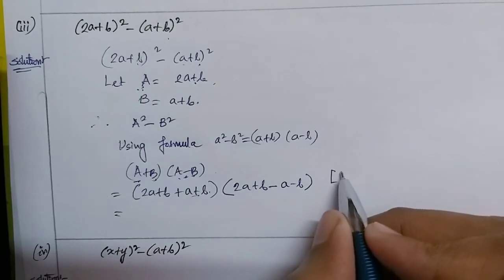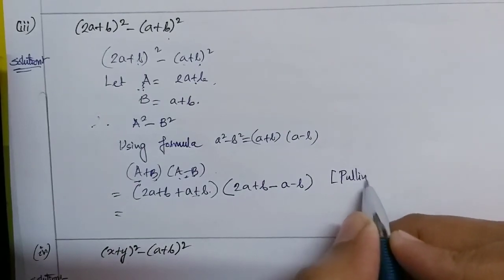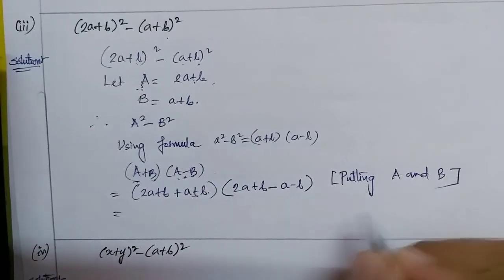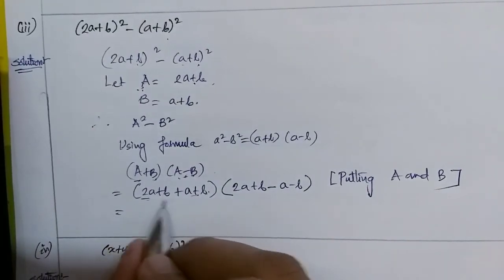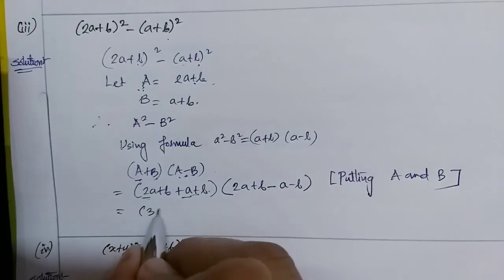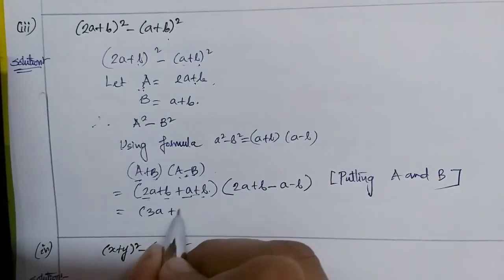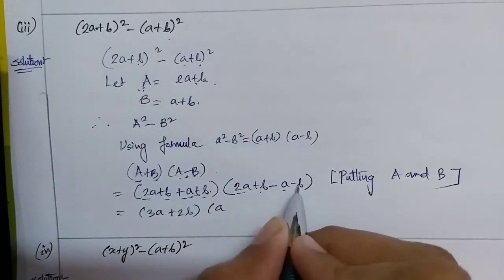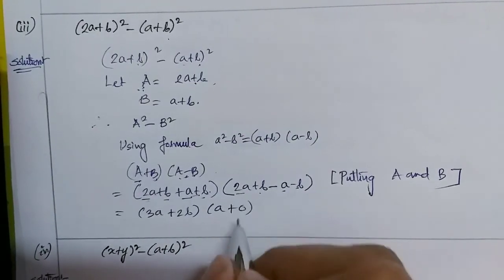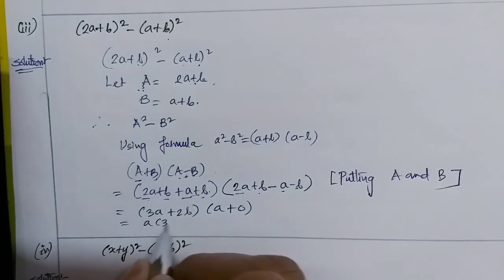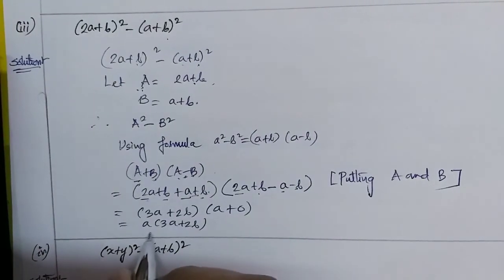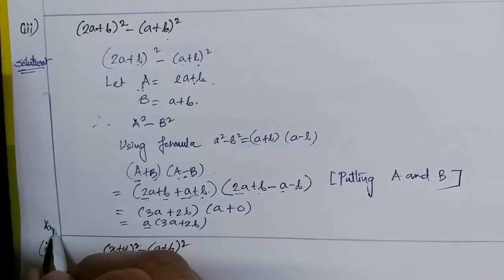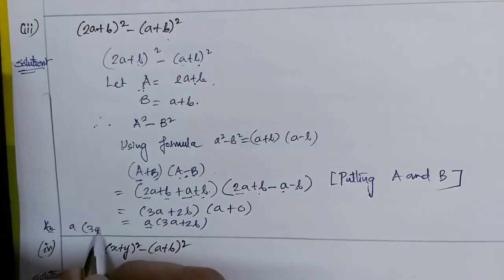So here, putting a and b. Now this thing will give you how much? 2a plus a gives you 3a, b plus b gives you 2b, 2a minus a gives you a, and b minus b will give you 0. So therefore you are getting a into (3a plus 2b). Now again you can see this is the product of two things, a and 3a plus 2b. So therefore this is the answer. Therefore the answer is a into (3a plus 2b).